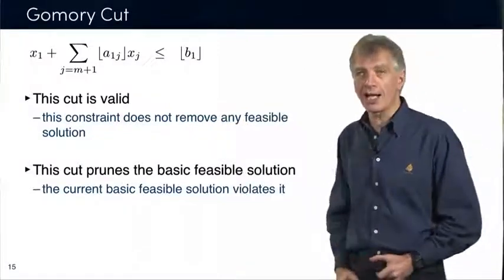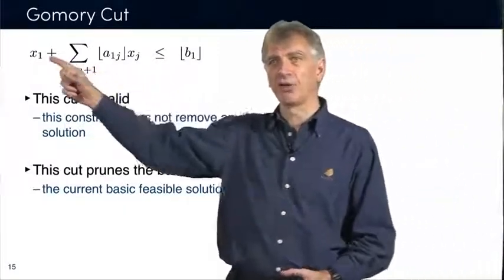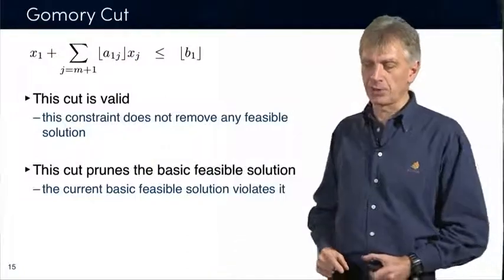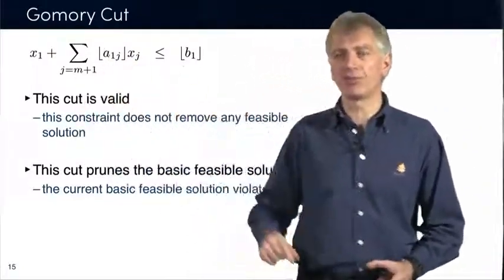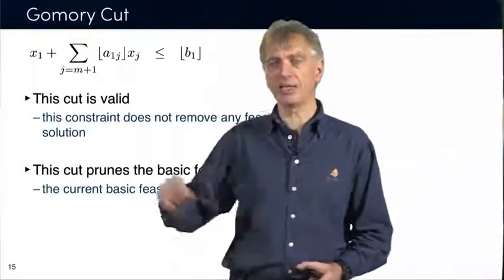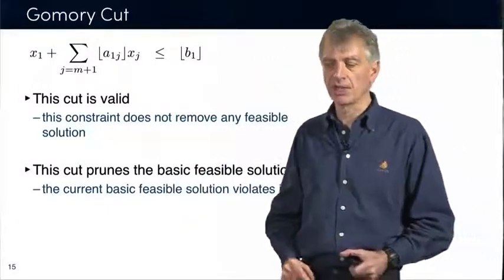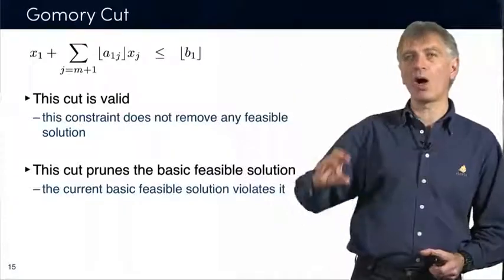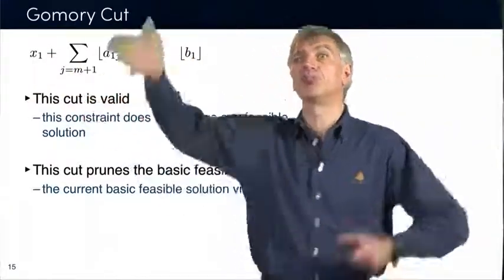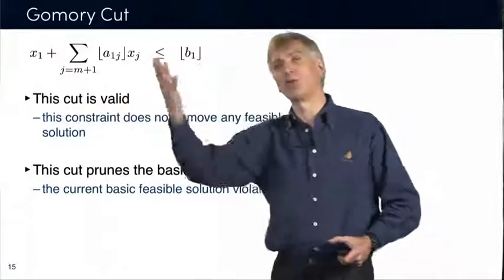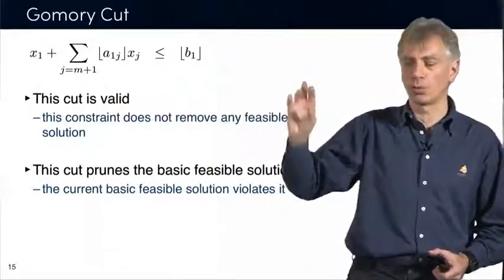Okay, so why? Well, look at this. In the basic feasible solution, we know that all the non-basic variables have to be 0. So x1 is going to be assigned b1, and this b1 is obviously going to be greater than the floor of b1, because we assumed that b1 was fractional.